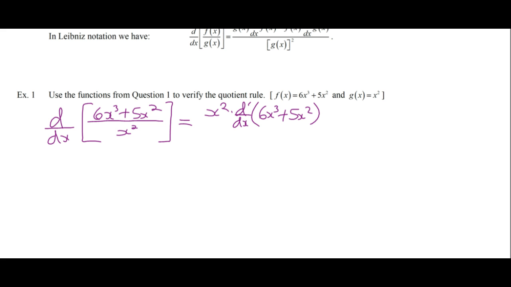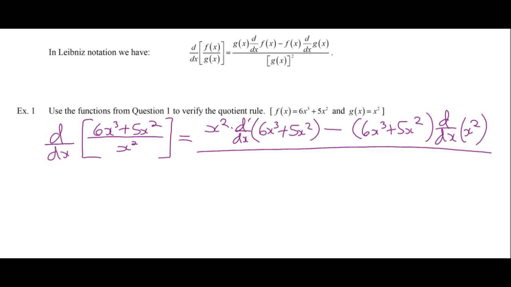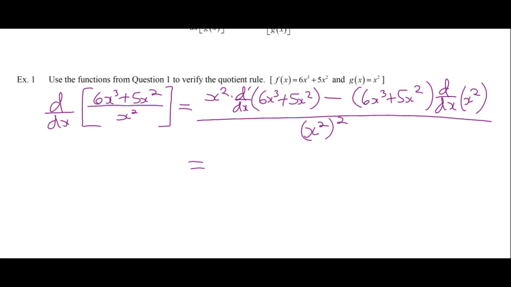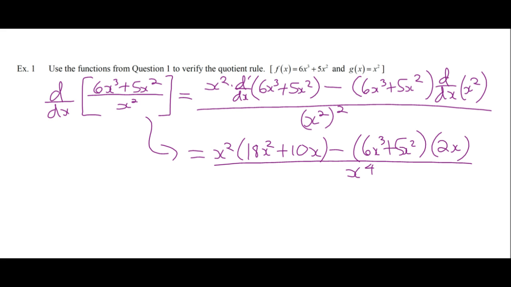All right, so might as well record. Plus, wait, I've lost the formula. Minus f of x, 6x cubed plus 5x squared times d by dx of x squared all over g of x, which is x squared squared. Now, usually I don't do this. Usually I just go straight into the, here it is, but yeah, it doesn't hurt to show once in a while. 18x squared plus 10 minus, so more often than not, just take this and go straight to this. Right? Just to show you, okay, this is what's going on.